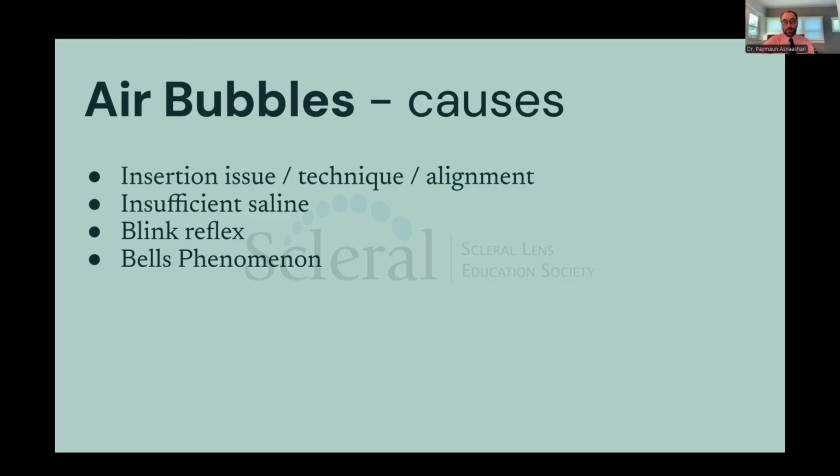chances of bubbles. And again, Bell's phenomenon can certainly cause bubbles because of that movement of the eye moving rapidly up, and if you're going just straight up, that lens is not going to be centered when it goes on. And so it's going to tilt when it goes in, and it's going to spill the saline, and then it can create just air as it goes in. So if you have patients with Bell's phenomenon, I would encourage just to go in a C-type motion up instead of going from down to up. Just follow the movement of the eye up, and it makes it much better to remove the bubbles when you insert.